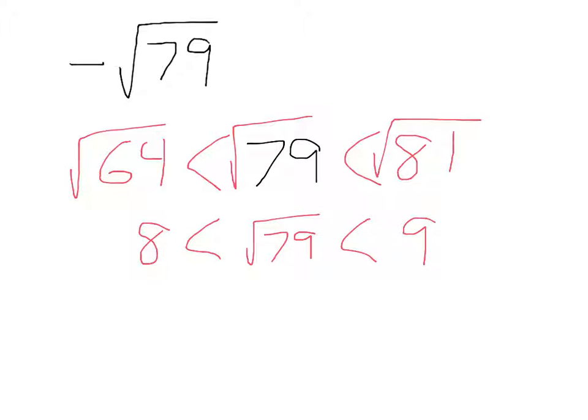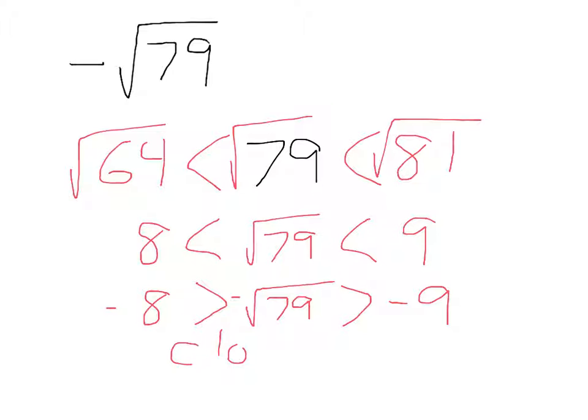But remember, I want a negative. Now remember, if I multiply this by a negative number, or by a negative 1, multiplying by a negative number changes the direction of the inequalities. So it's between negative 8 and negative 9, and it's closer to negative 9.